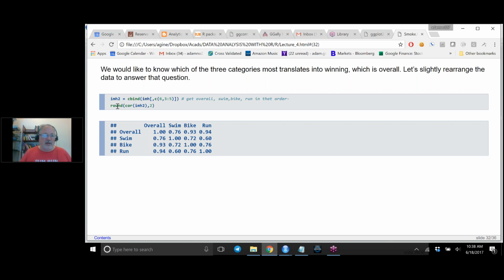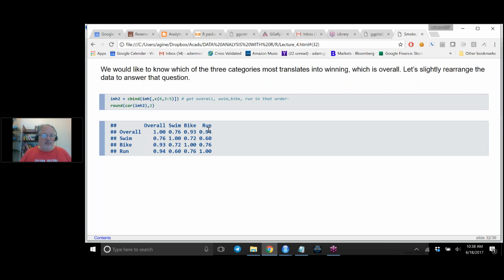As I said, for neatness' sake, I round the correlation to 2 places. So I'm just going to get 2 decimal places. And of course, overall is perfectly correlated with overall. Swim is perfectly correlated with swim, and so on. But what's overall most closely correlated with? There's a 0.76 correlation between swim and overall, 0.93 for bike, and 0.94 for run.